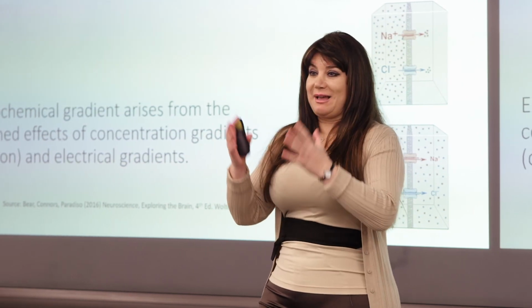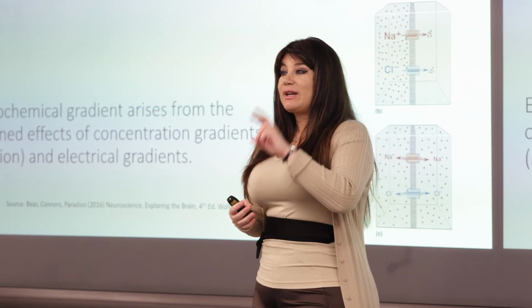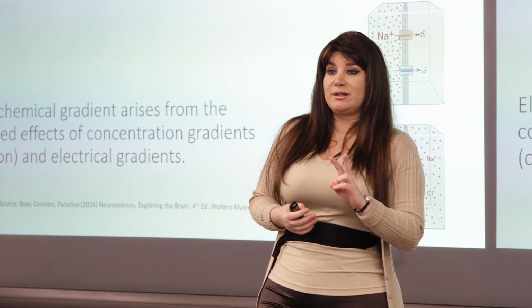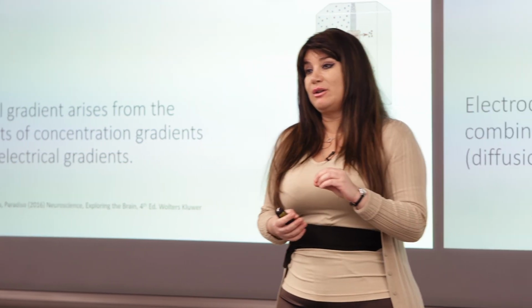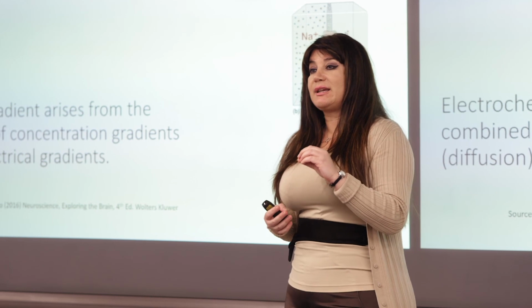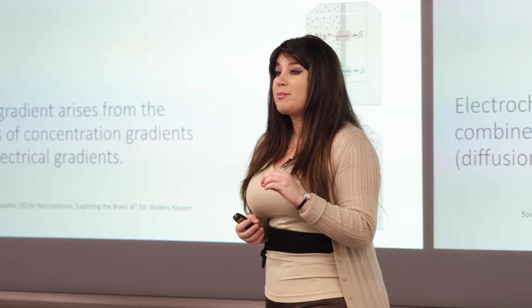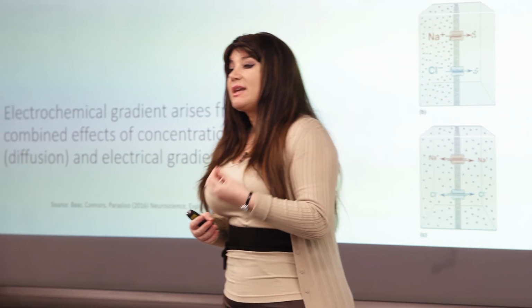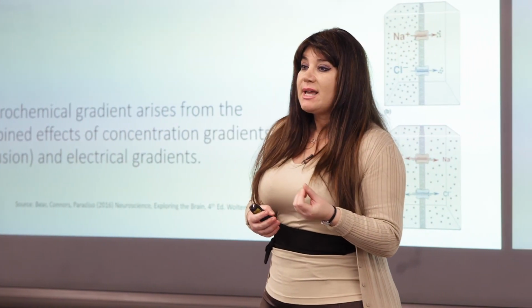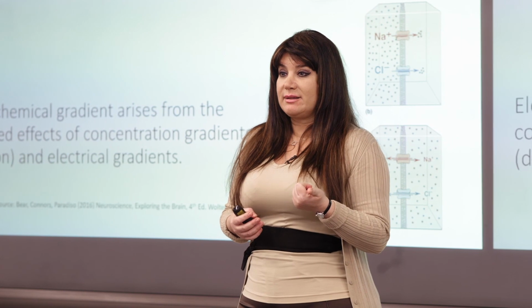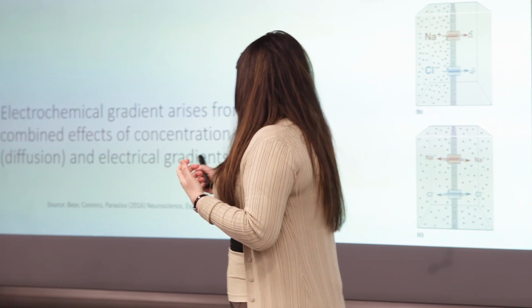How does it become like that? There are two important features that make a neuron have such an electrophysiological state, and that is determined by two factors: the electrical gradient and the chemical gradient. Okay? What is the chemical gradient?